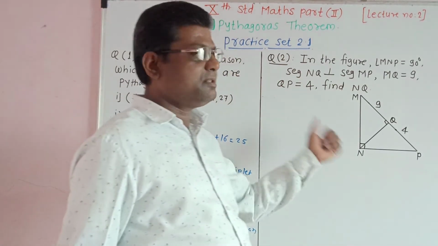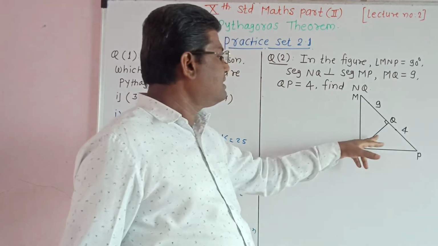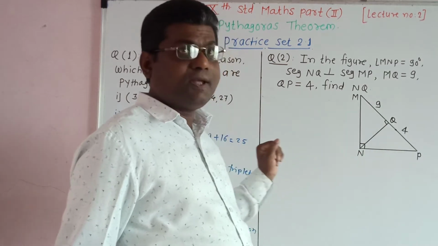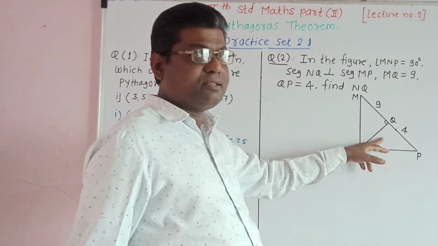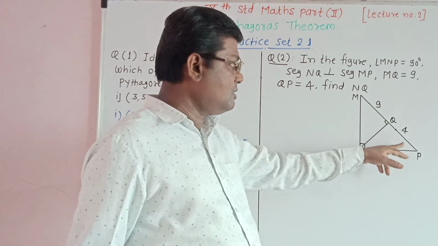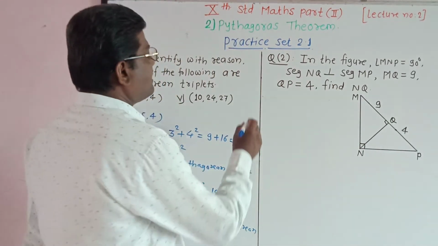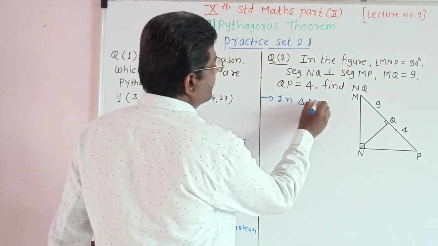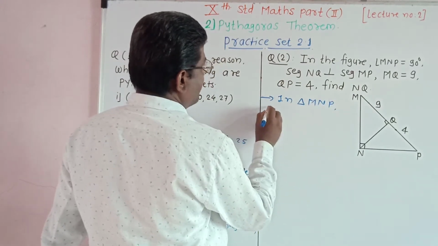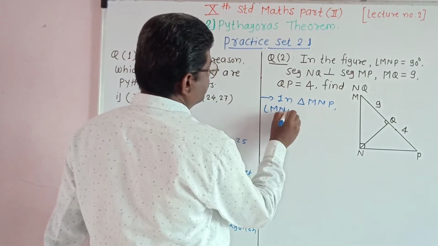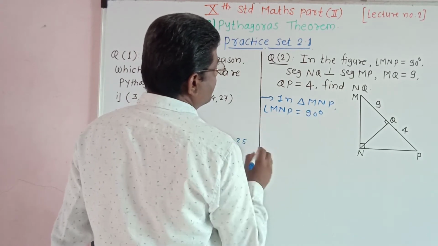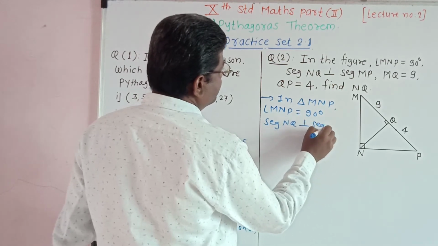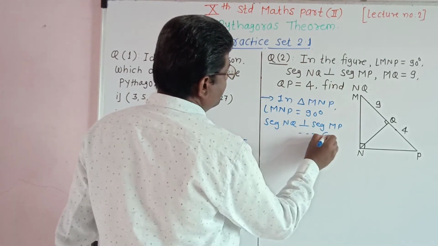Therefore we can use here the theorem of geometric mean, that is NQ is the geometric mean of MQ and QP. So NQ square is equal to MQ into QP. So we write here, in triangle MNP, angle MNP is equal to 90 degrees. Segment NQ is perpendicular to segment MP, this is given.